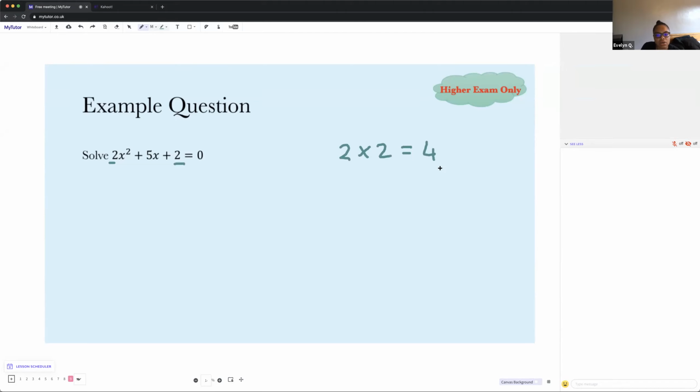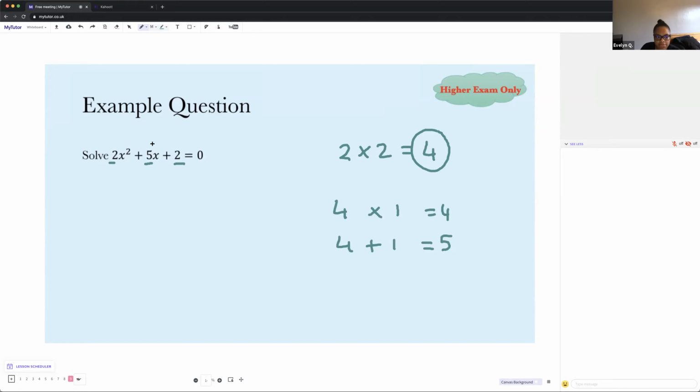Yeah. Now I need to think of two numbers that multiply to give me 4 and add to give me 5. Now the two numbers that I can think of is 4 and 1. 4 times 1 gives me 4 and 4 plus 1 gives me 5. So those are the two numbers I'm going to use. Now the one mistake which a lot of students get into is they put these numbers into the brackets. That's not what we're going to do here. We're going to do something else.